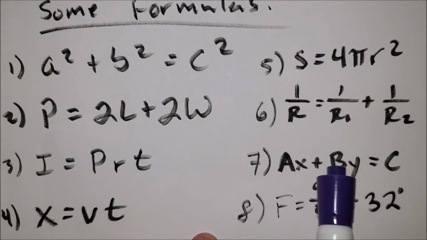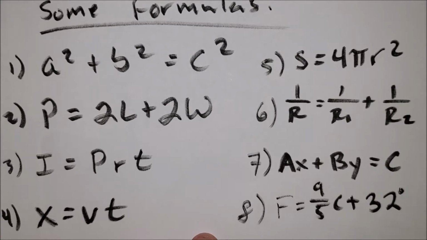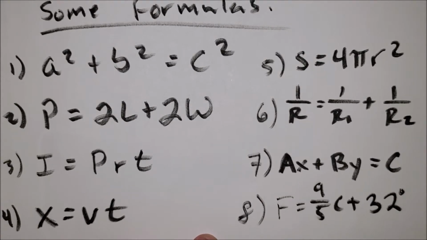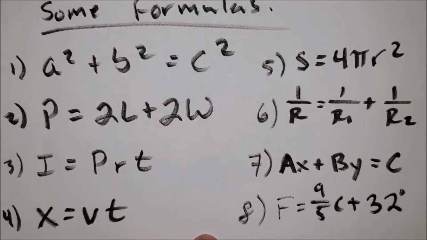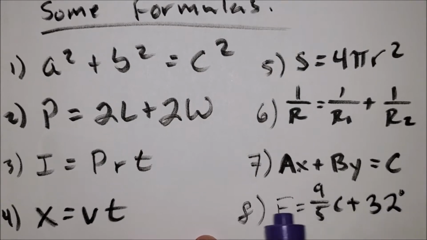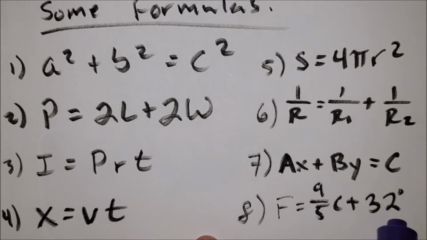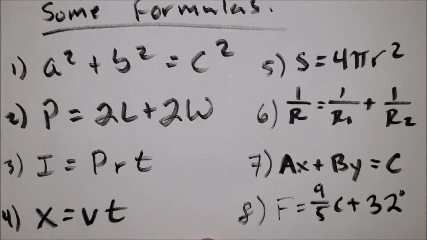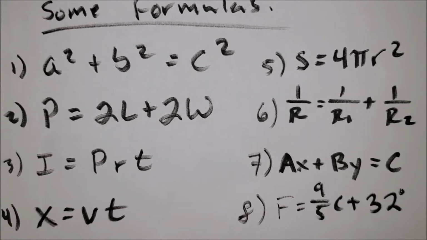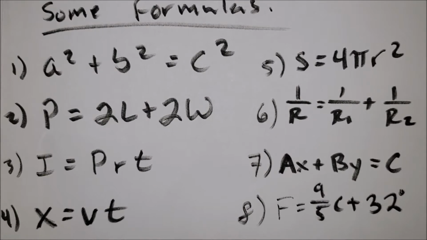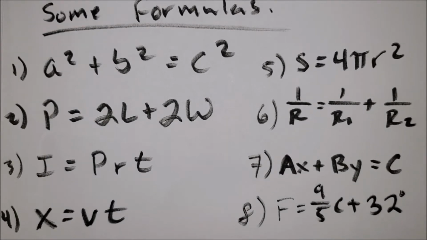Here we have ax plus by equals c. This is the general form of a linear equation of two variables. Here we have F equals 9 over 5 C plus 32 degrees. This is the relationship between Fahrenheit and degrees Celsius. Now we're going to work with each of these formulas and solve for some specific variable, and I'll show you how that works.